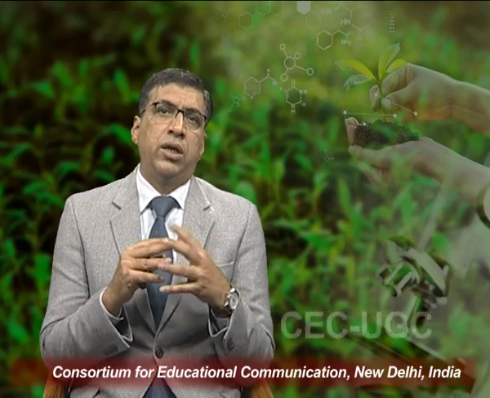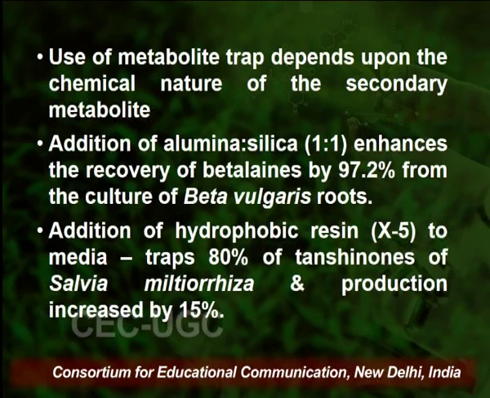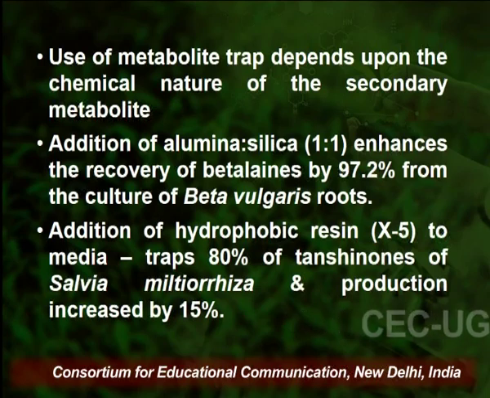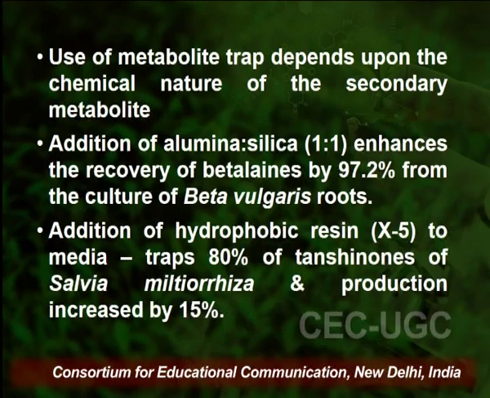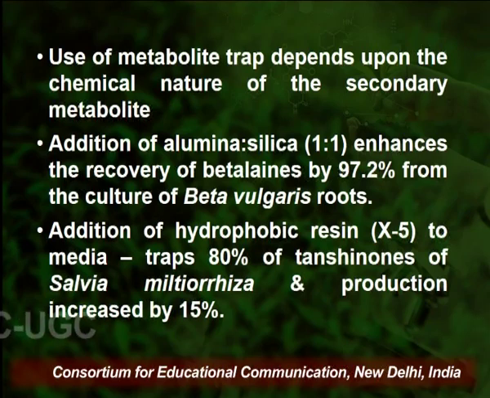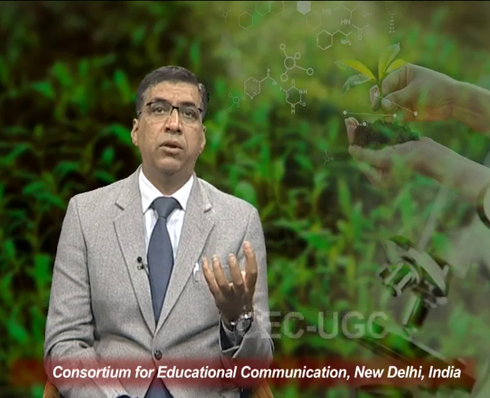Now there was a study on Beta vulgaris wherein a combination of alumina and silica in a ratio of 1:1 was added to the culture media. By addition of this alumina-silica combination, which acts as a metabolite trap, it enhances the recovery of the colored pigments, that is betalains, by 97%. So this is how this technique helps in trapping the desired secondary metabolites and enhancing the recovery of these metabolites from the cultured media.